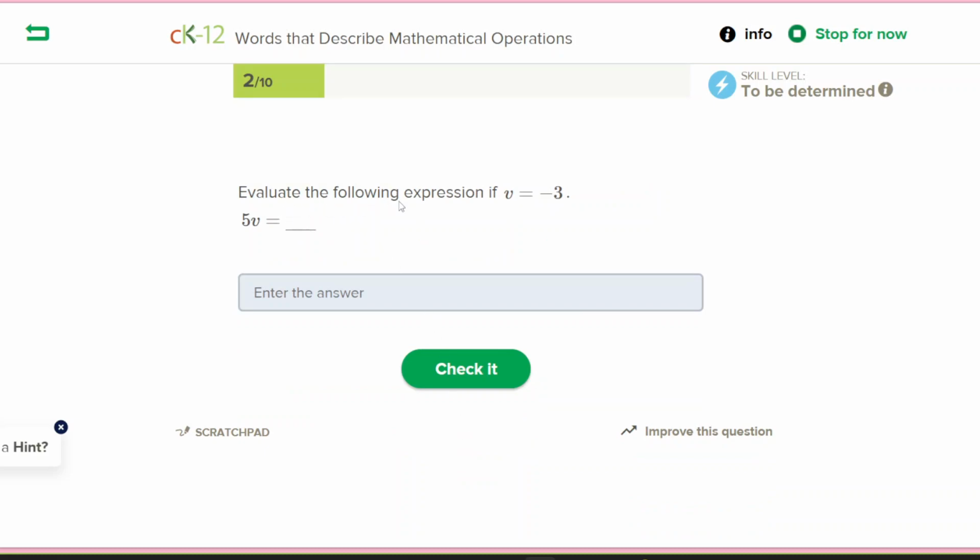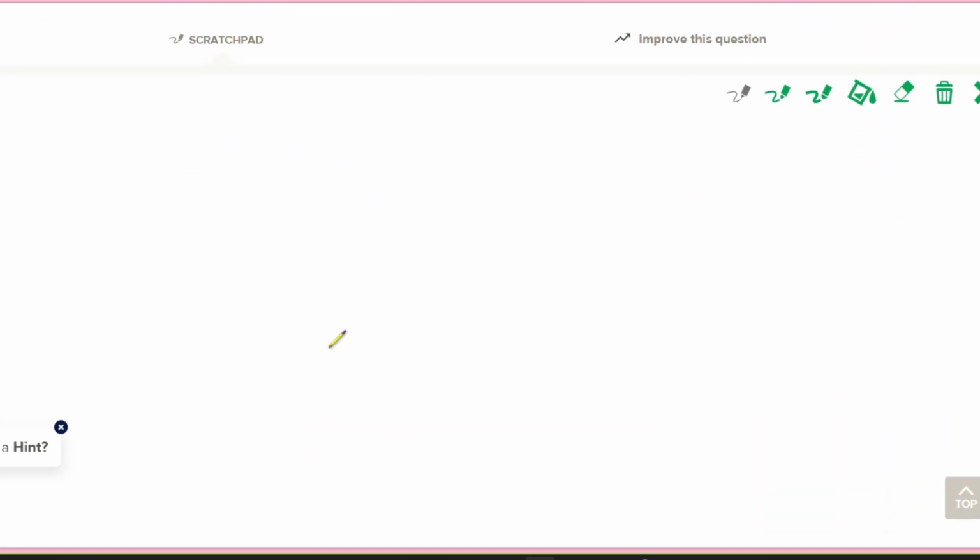All right, so now we just simply have an expression given to us already. 5v, or 5 times v, right? When a number and a variable are touching like this, it's implied to be multiplication. And we're asked to evaluate, right? So find the value of the following expression if v equals -3, right? So I'm just replacing v in this expression with -3 and evaluating, finding the value of.